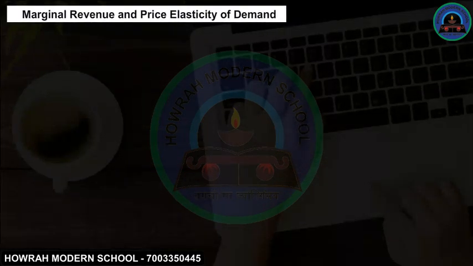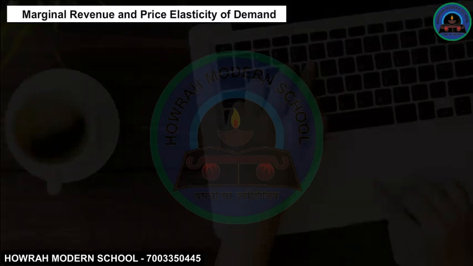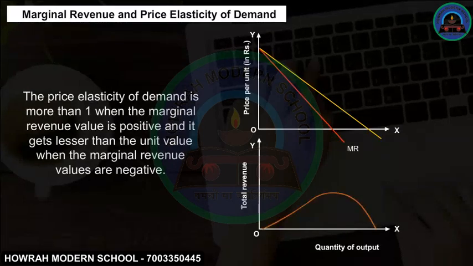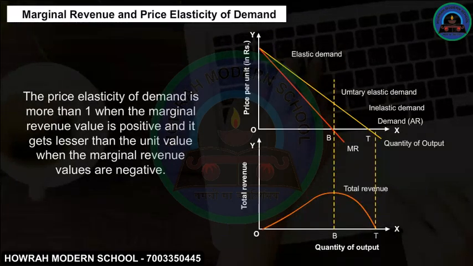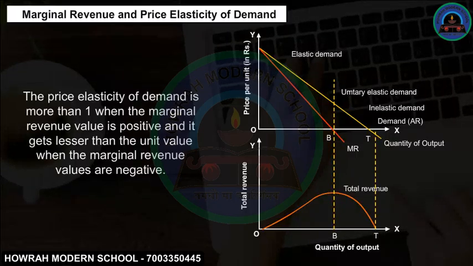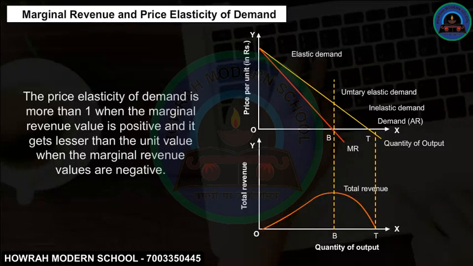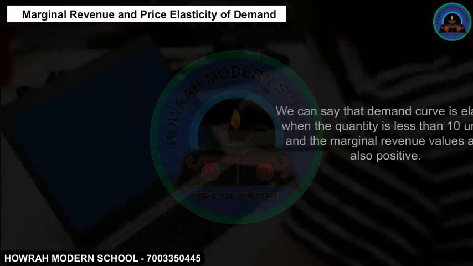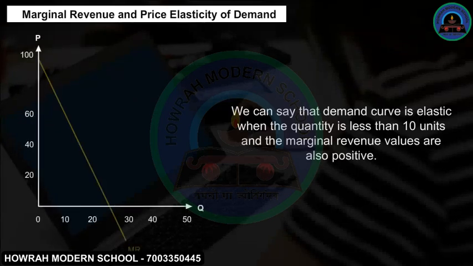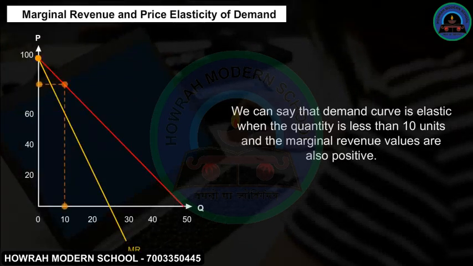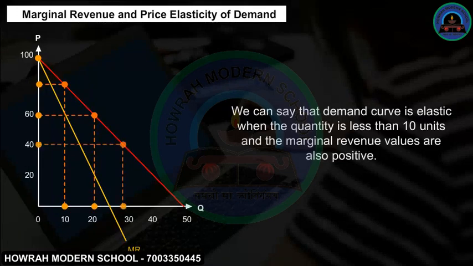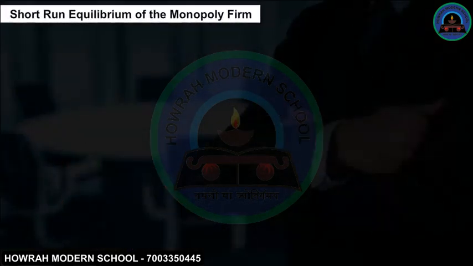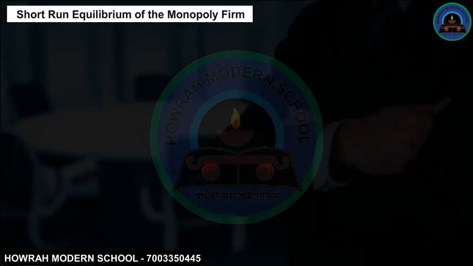Marginal revenue and price elasticity of demand. The price elasticity of demand is more than 1 when the marginal revenue value is positive, and it gets lesser than the unit value when the marginal revenue values are negative. We can say that the demand curve is elastic when the quantity is less than 10 units and the marginal revenue values are also positive. Short-run equilibrium of the monopoly firm.